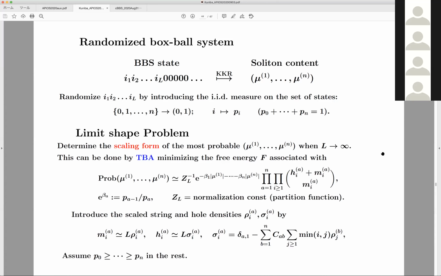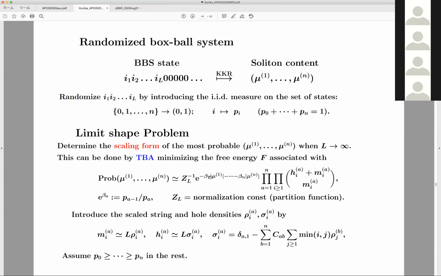Now, this can be done by TBA, minimizing the free energy F associated with this probability distribution. As I said, given the configurations, the number of the link configurations possessing the same configuration can be given by the generalized Bethe formula like this. Probably you remember this formula. And this factor takes into account that each site has this IID measure. So this is a fugacity factor essentially.